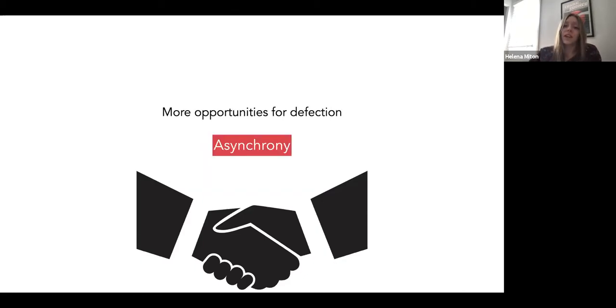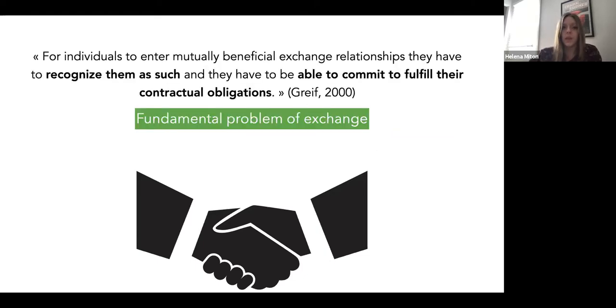You also get the fact that more and more commercial exchanges become asynchronous, which means that people have more opportunities for defection. There's another problem called the fundamental problem of exchange, which is that for individuals to enter mutually beneficial exchange relationships, they need to recognize them as such, and they have to be able to commit and to fulfill their contractual obligations.